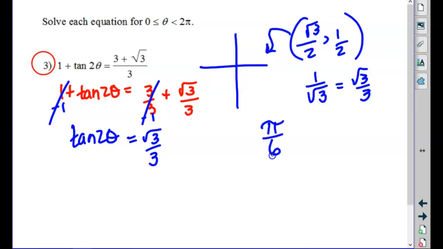Am I right? Okay. Then where's the other place on my unit circle that I would get a tangent of square root of 3 over 3? Straight across from that, because tangent repeats every pi. So if I had a negative square root of 3 over 2 and a negative 1/2, which would be what? 7 pi over 6? Is that right? Does 7 pi over 6 have the same ordered pair, but they're both negative? Okay? Now, how often do those repeat? Every pi.